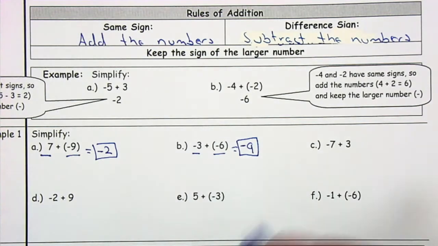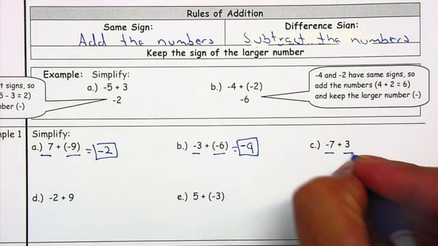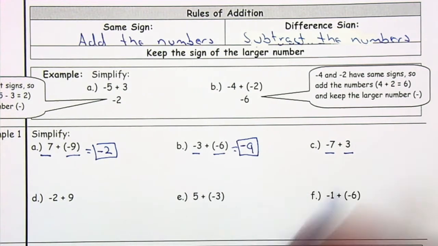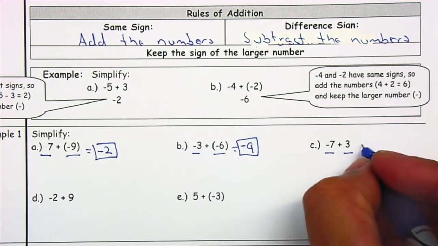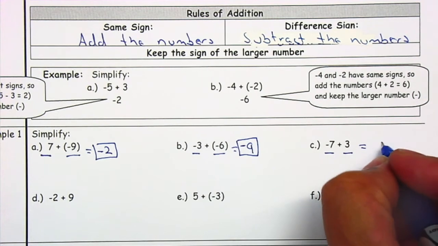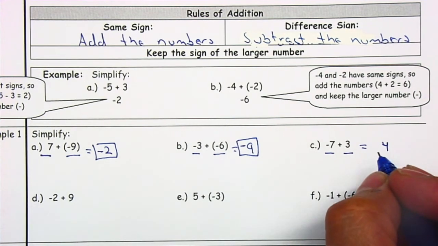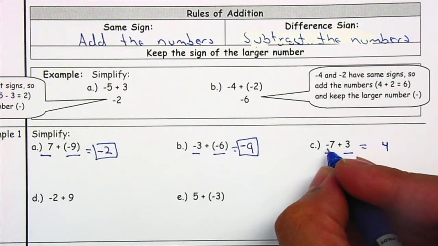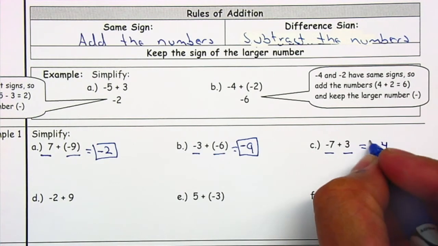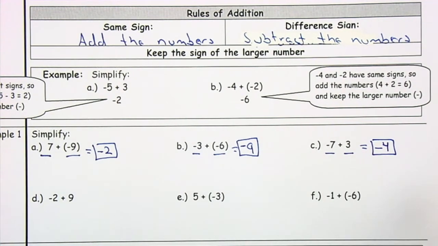For letter C, we have a negative 7 and a positive 3. Different signs, so we're going to subtract. 7 minus 3 is 4. We're going to keep the sign of the bigger number. The bigger number is 7, so we're going to keep the negative for my answer. Negative 4.